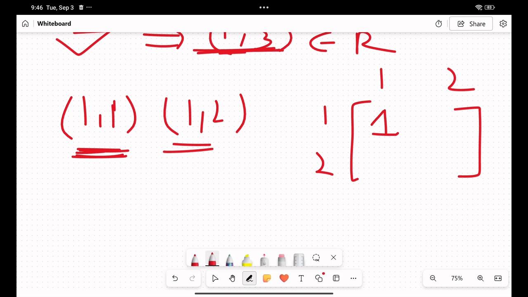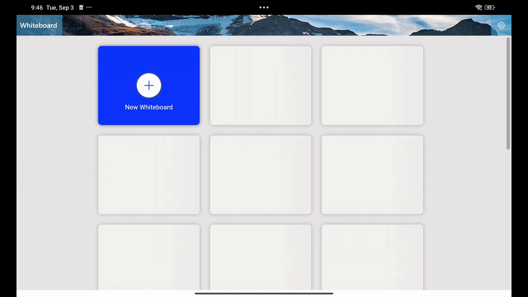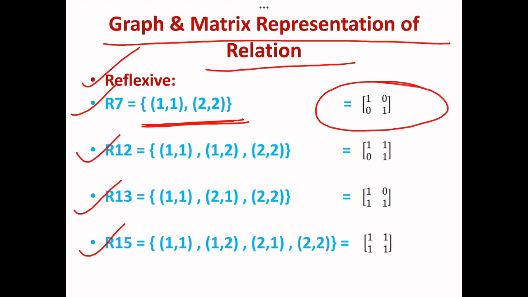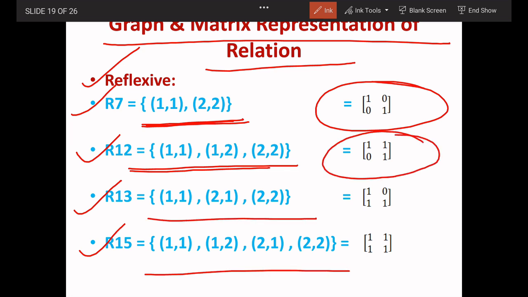Then (1,2). This is (1,2). So there is no (2,1), I will write 0. There is no (2,2), I will write 0. So in my set there are only 2 pairs. One pair (1,1) is available. One pair (1,2) is available. So I am writing 1, 1, 0, 0. Okay, so with the help of this we can show the matrix representation. Okay, this is very important. So similarly, you can see we have also created the matrix representation for R12, R13 and R15. So this is my matrix representation for the reflexive property. Okay, I think you understand.